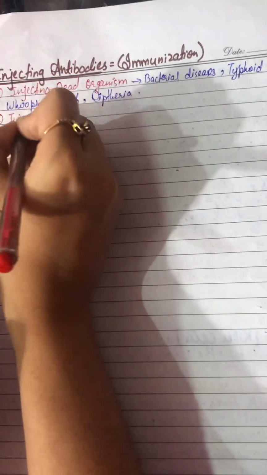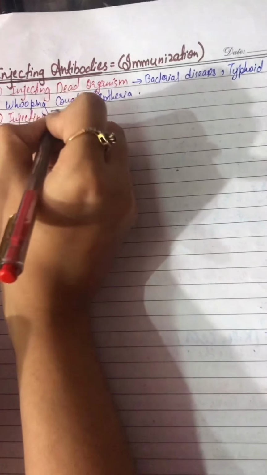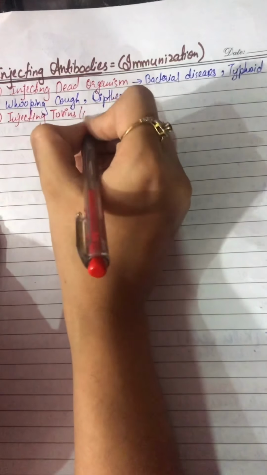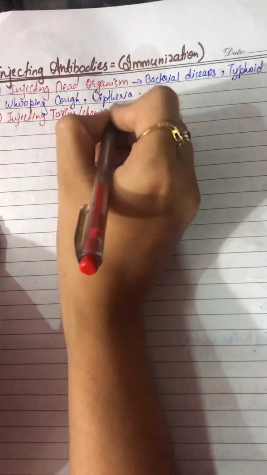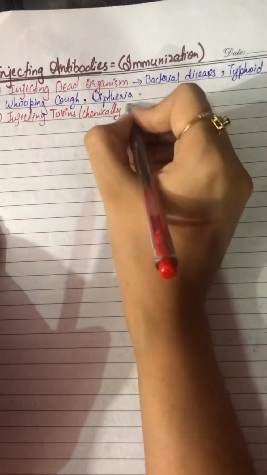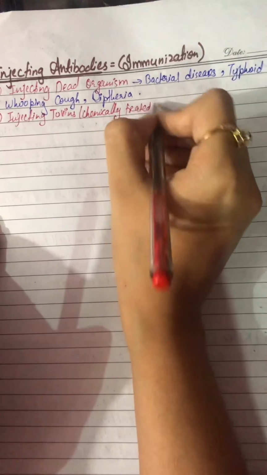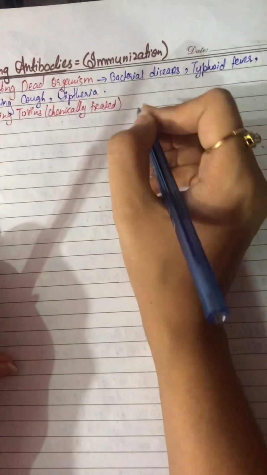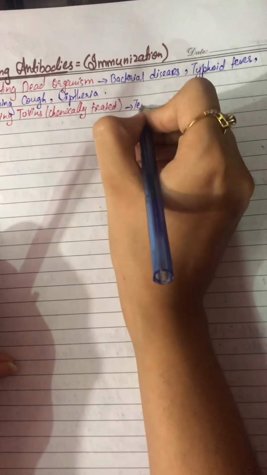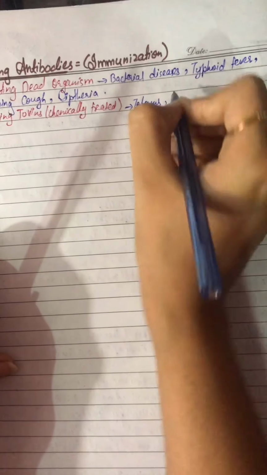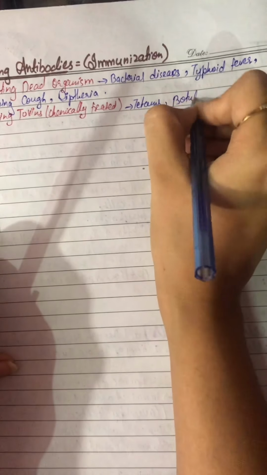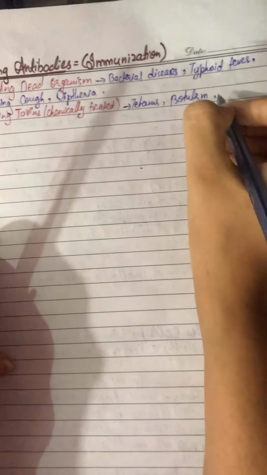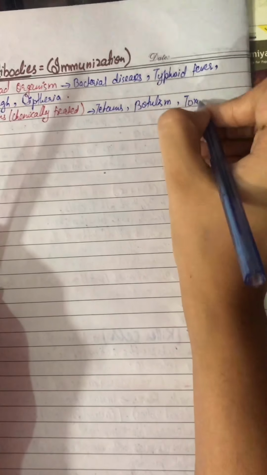The second process is injecting toxins which are chemically treated, so they cannot harm the body. It helps in immunizing against tetanus, botulism, and toxic diseases.